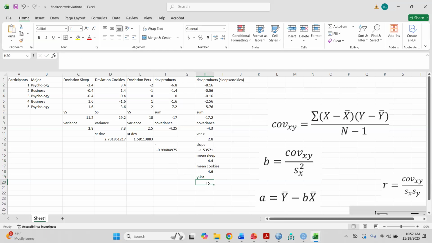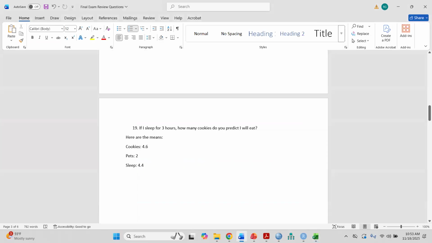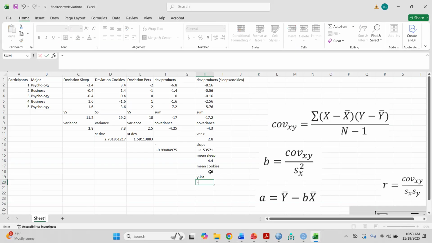y-int, or you could put a there for the y-intercept, is equal to the mean of y. And remember, the mean of y here, the outcome, y, is cookies. So the mean of cookies minus, and then in parentheses, slope times the mean of x, which is our predictor variable, which is sleep. Here's the y-intercept. Beautiful.